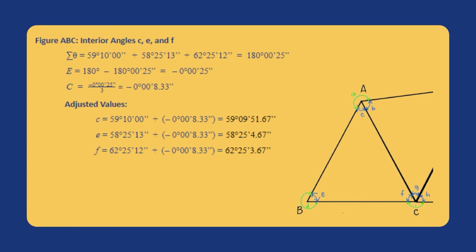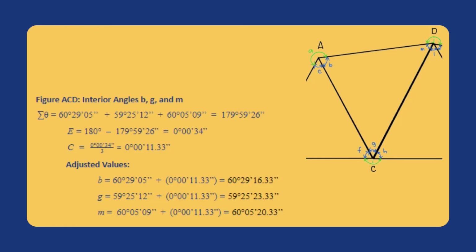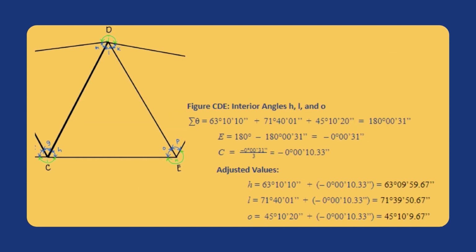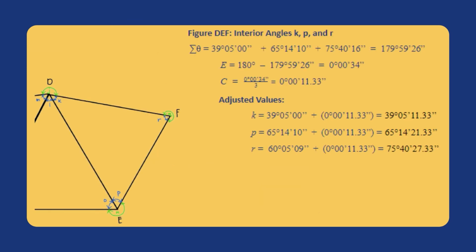So we get the values 59 degrees, 9 minutes, and 51.67 seconds for angle C, 58 degrees, 25 minutes, and 4.67 seconds for angle E, 62 degrees, 25 minutes, and 3.67 seconds for angle F. We then proceed to do the same 5 steps to figures ACD with the interior angles B, G, and M, figure CDE with the interior angles H, L, and O, and lastly, figure DEF with the interior angles K, P, and R.